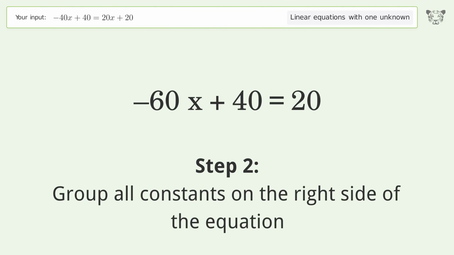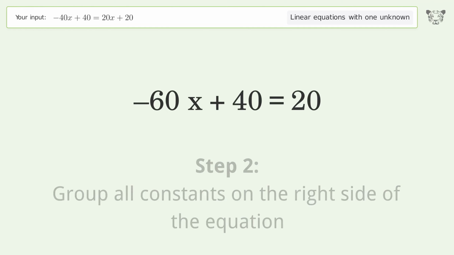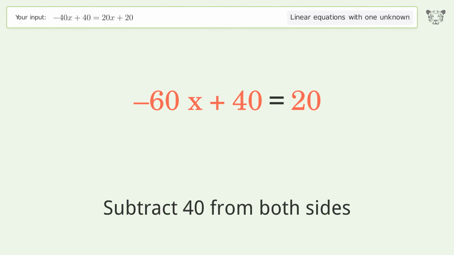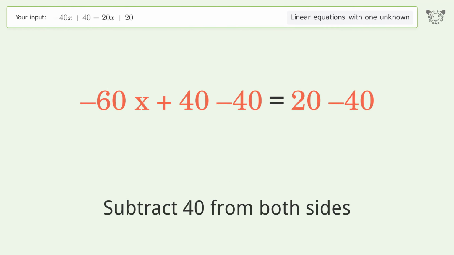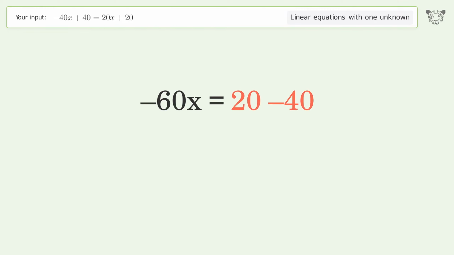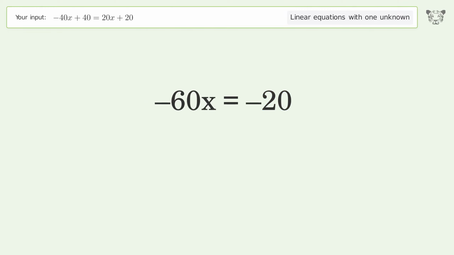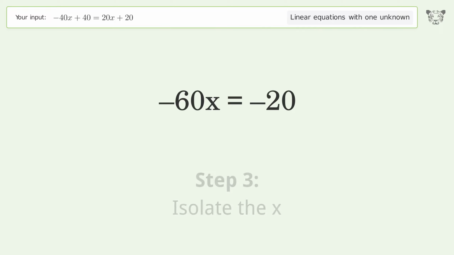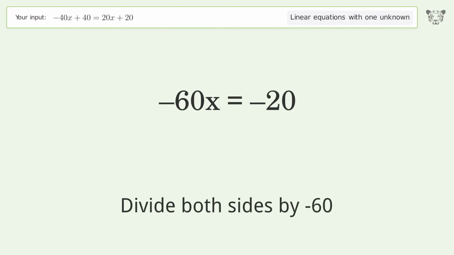Group all constants on the right side of the equation. Subtract 40 from both sides. Simplify the arithmetic. Isolate the x. Divide both sides by -60.